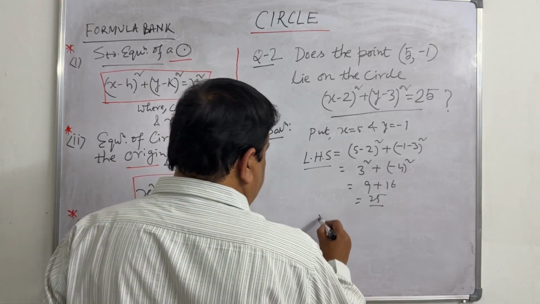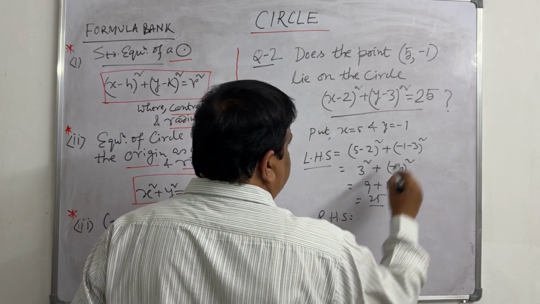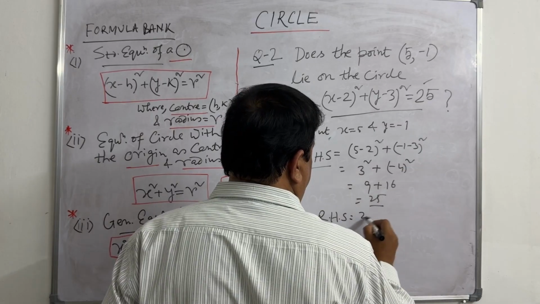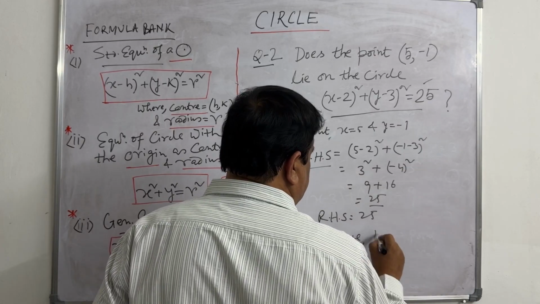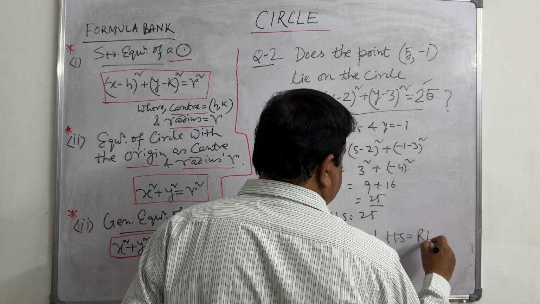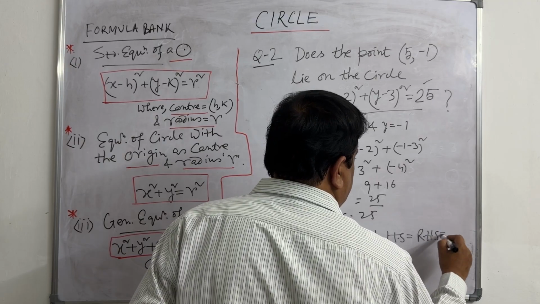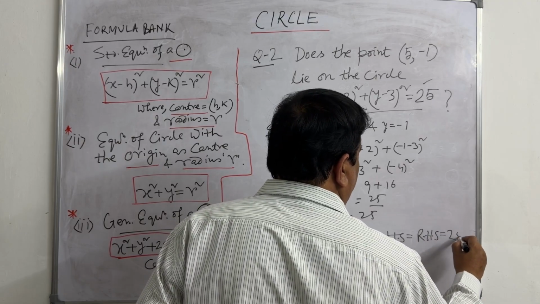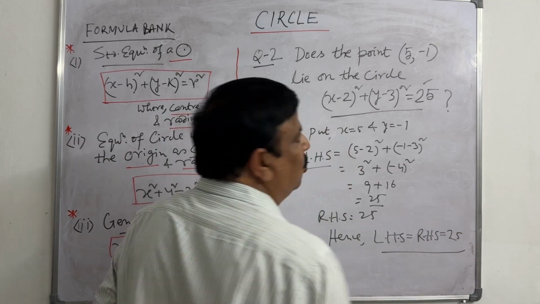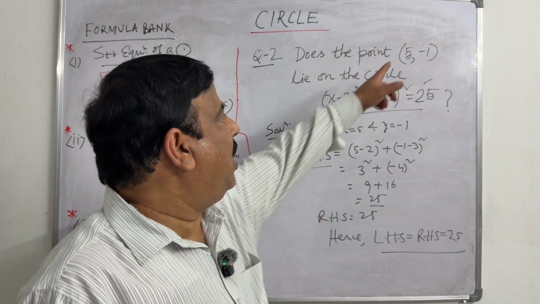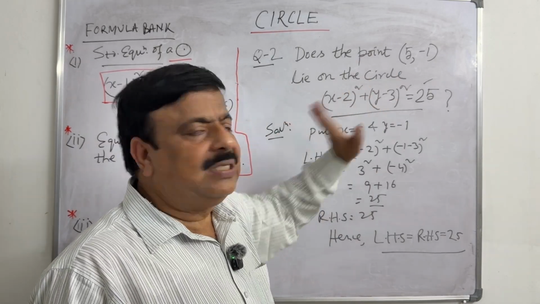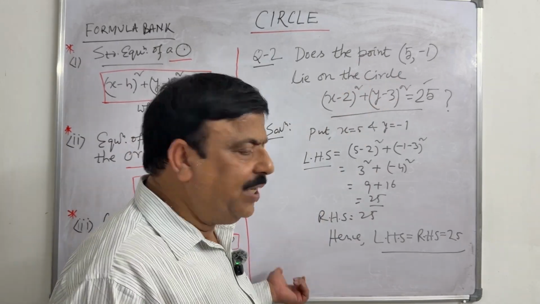And what is the RHS given? This is 25. Hence LHS is equal to RHS and both are equal to 25. So the answer is the point will lie on the circle. Clear? चलते हैं next problem में.